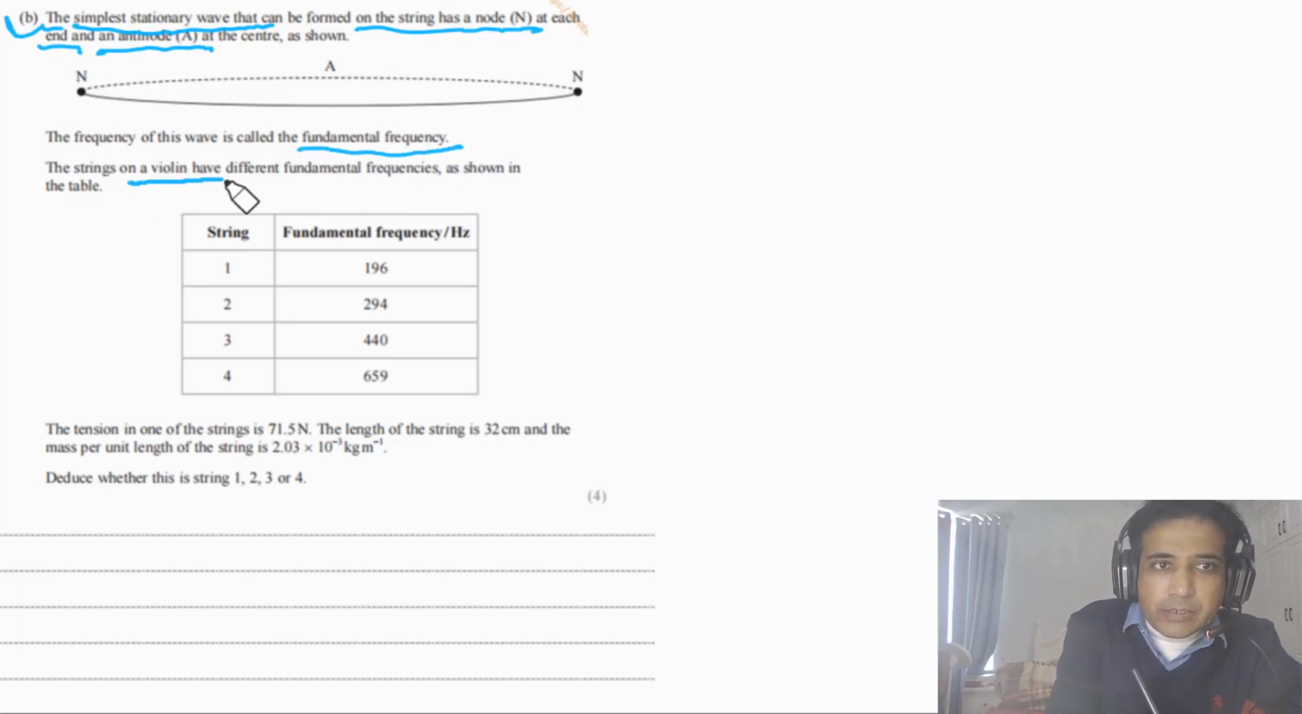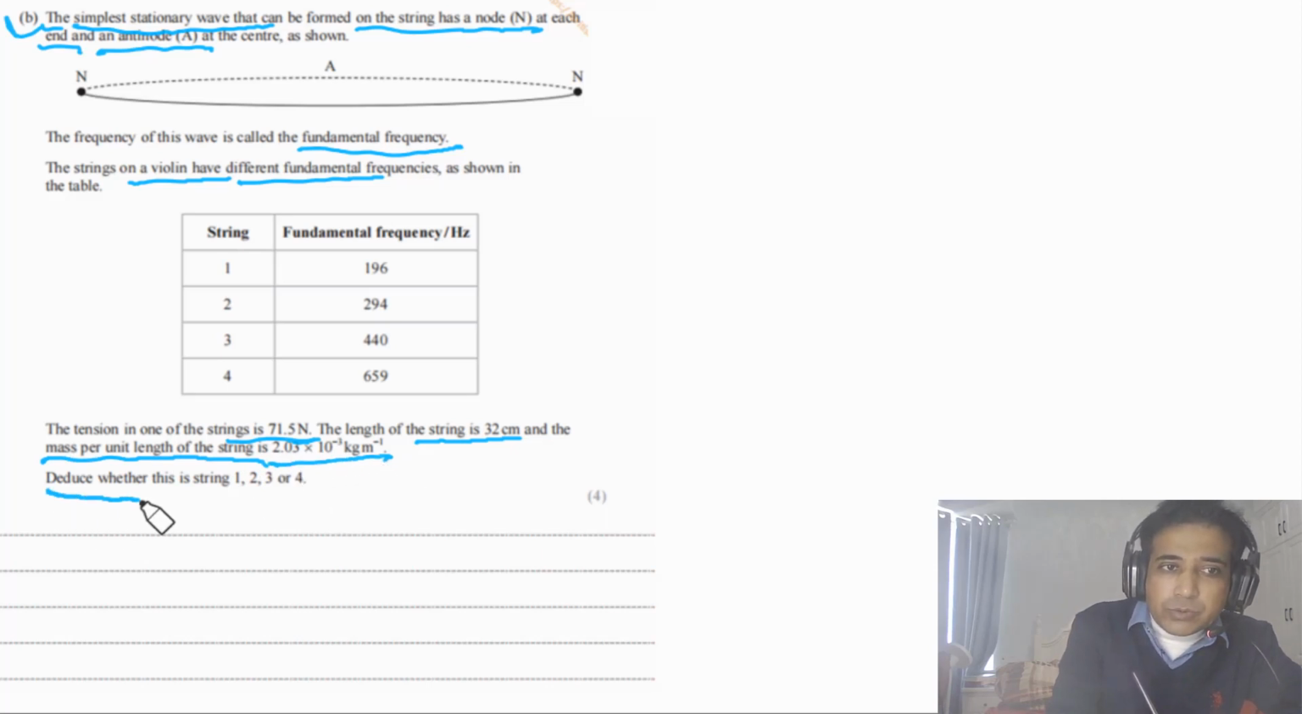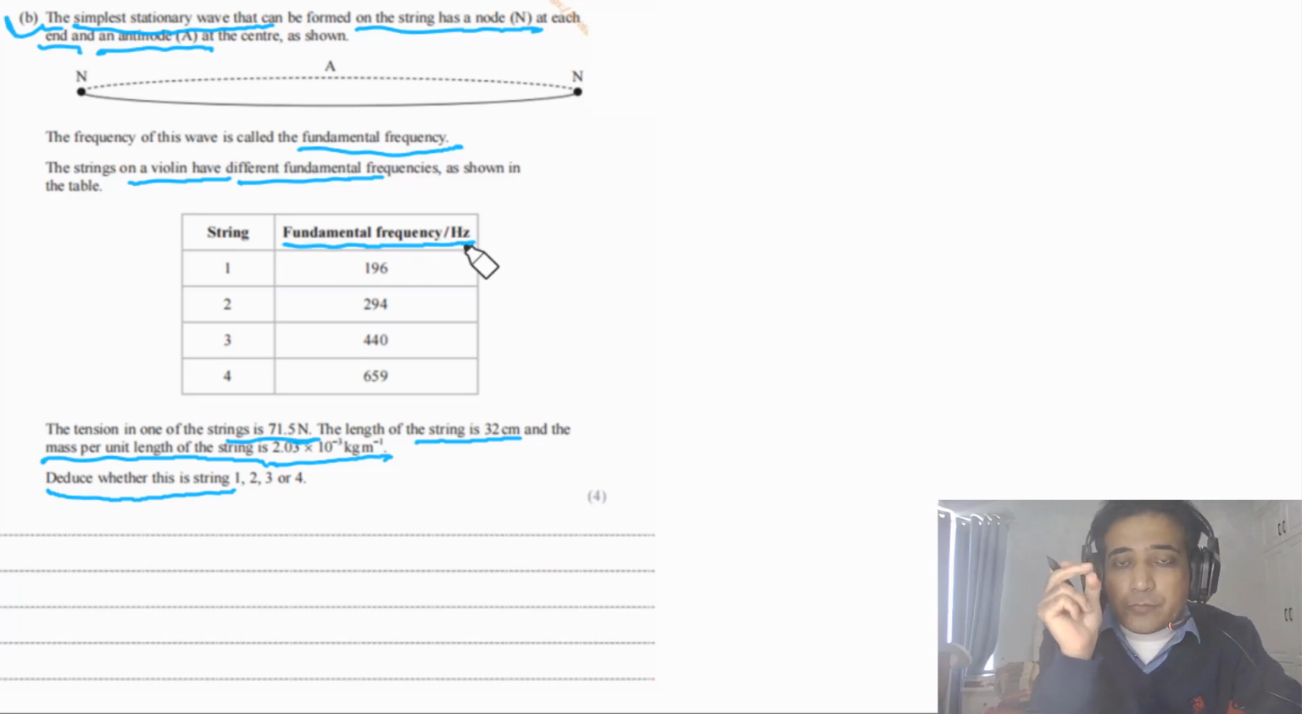The strings on a violin have different fundamental frequencies as shown in the table. The tension in one of the strings is 71.5 newtons, the length of that string is 32 centimeters, and the mass per unit length of the string is given to us. For this question, we need to deduce whether this is string 1, 2, 3 or 4. So in the table we have fundamental frequencies, so we need to calculate the fundamental frequency of the string, and then we can figure out that string.